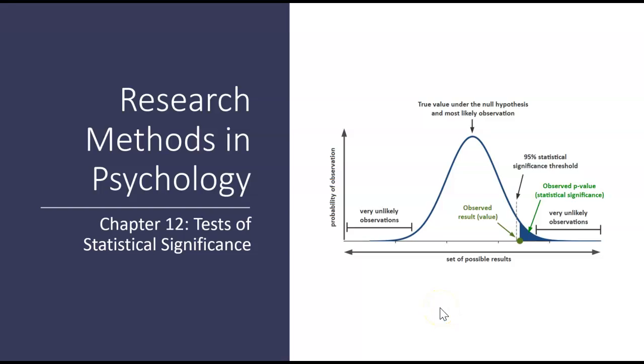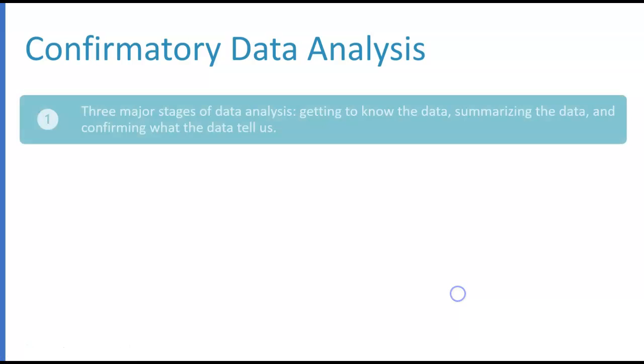This video is for Chapter 12, Tests of Statistical Significance for PSY 222, Research Methods in the Psychological Sciences. This chapter starts by exploring what's called confirmatory data analysis.